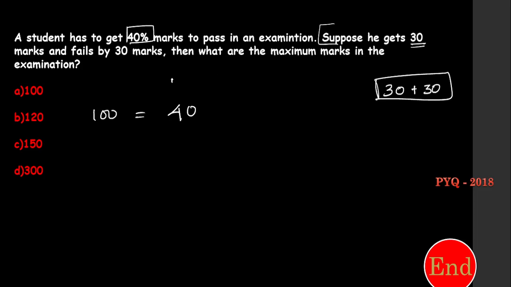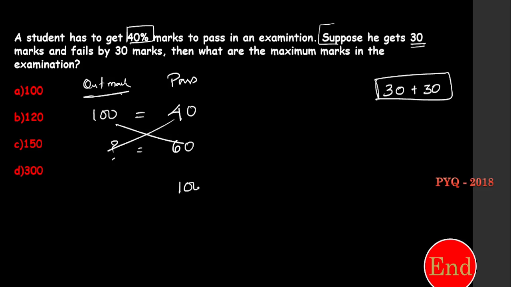Okay, so initially out of 100, 40 is the pass mark. Now they said 60 is the pass mark. That means the maximum mark is different. Okay, so that's what we need to find. So just cross multiply this, you will get the answer.